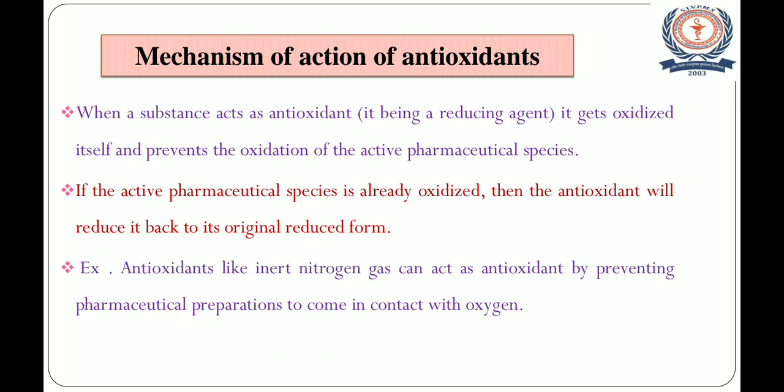One example is given here. Inert nitrogen gas can act as an antioxidant by preventing the pharmaceutical preparation from coming in contact with oxygen. Mainly this inert nitrogen gas is blown into ampoules and vials in which parenteral solution is to be filled. At that time, this nitrogen gas will prevent the oxidation. Whenever that ampoule or vial is exposed to atmospheric oxygen, it may carry out oxidation. And so as to prevent that oxidation, here nitrogen gas is used as an antioxidant.